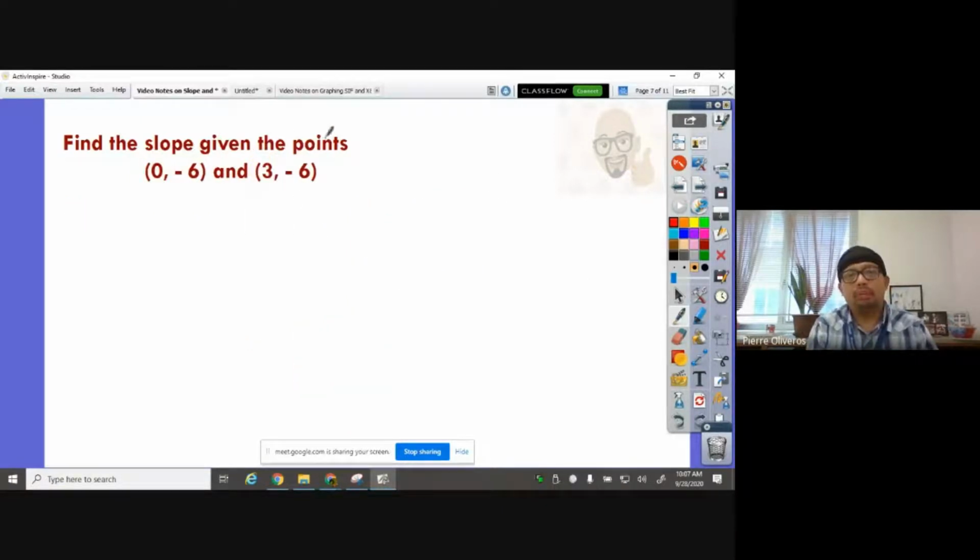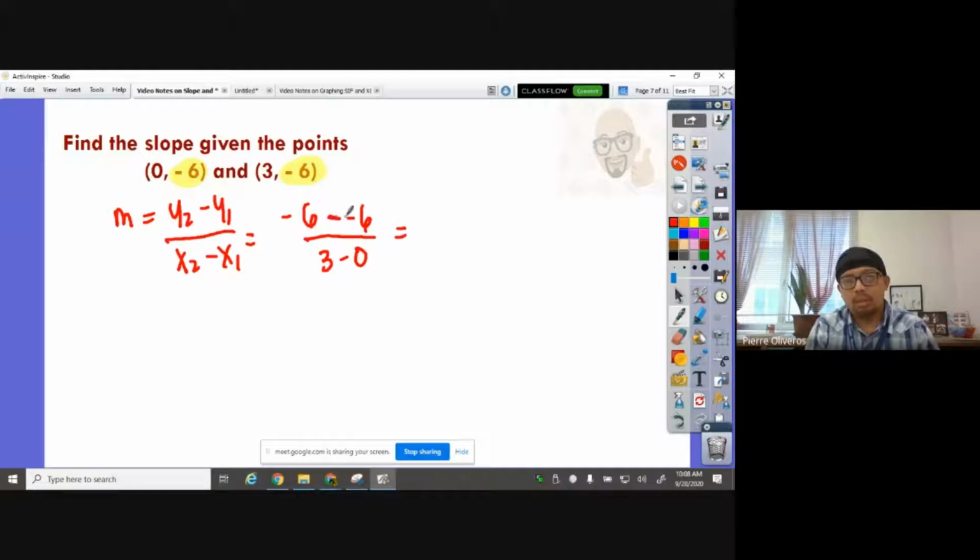Find the slope of a given point. This time, if you will notice, the y value is -6, this is also -6. So they're the same. So y sub 2 minus y sub 1 over x sub 2 minus x sub 1. y sub 2 there is -6 minus -6 over 3 minus 0. We know that two negatives will be positive, so this will be positive here. So this will be 0 over 3. 0 over 3, the answer there is 0.